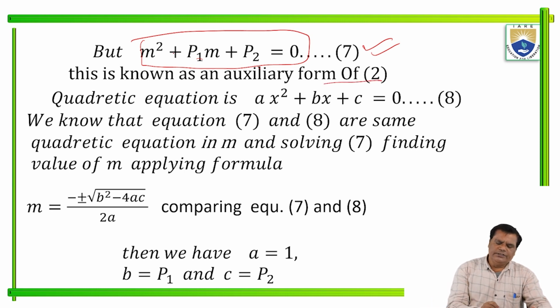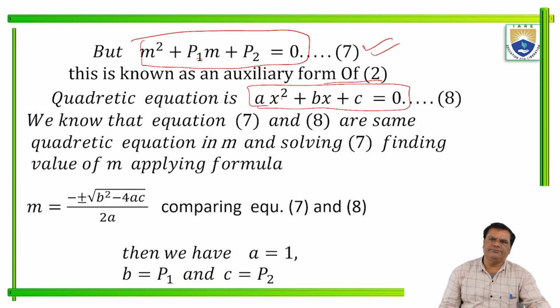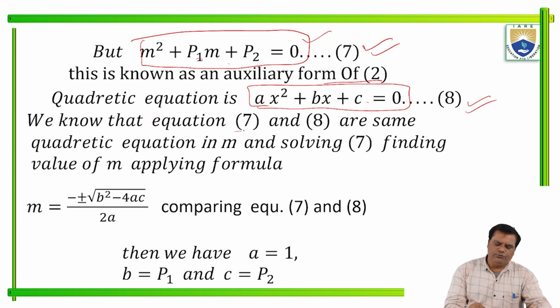But this auxiliary equation is a quadratic equation, the same quadratic form. Now we know that a quadratic equation is ax square plus bx plus c. In 10th class, we have already seen this. Ax square plus bx plus c equal to 0. This is a quadratic equation. This is equation number 8, and this is equation number 7. Equations 7 and 8 are both the same.